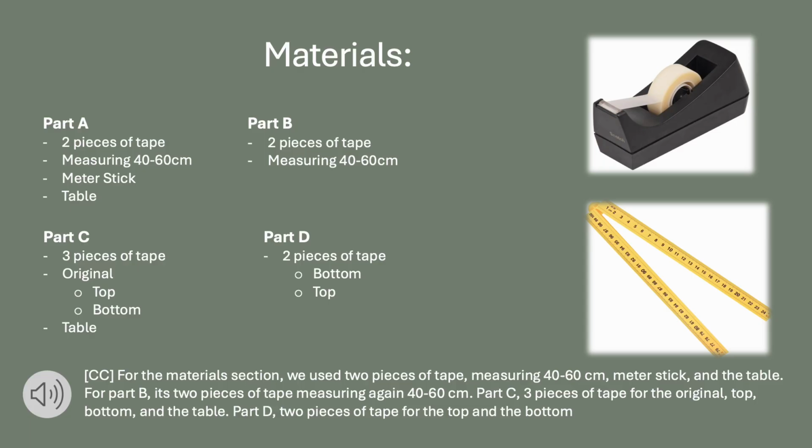For the materials for part A, we used two pieces of tape measuring 40 to 60 centimeters, a meter stick, and the table. The meter stick was used to touch the tape to see if it would repel. For part B, two pieces of tape were used measuring 40 to 60 centimeters again. And for part C, it was three pieces of tape, because this time we used the original, the top, the bottom, and the table, again measuring 40 to 60 centimeters. For part D, we used two pieces of tape, bottom and top.